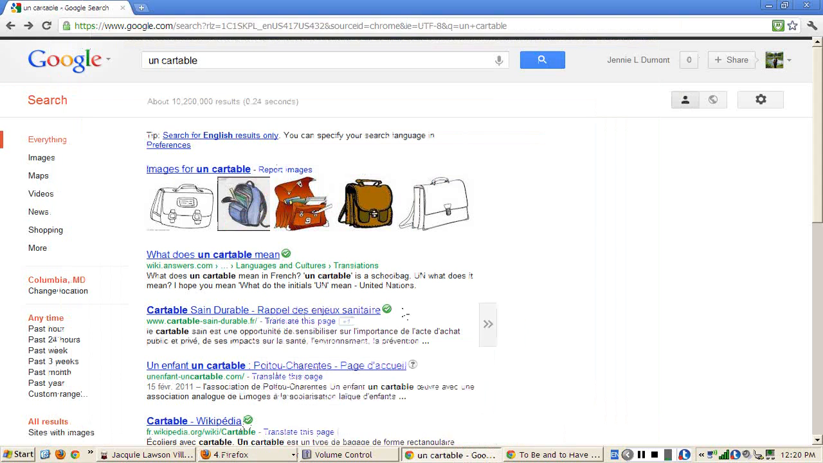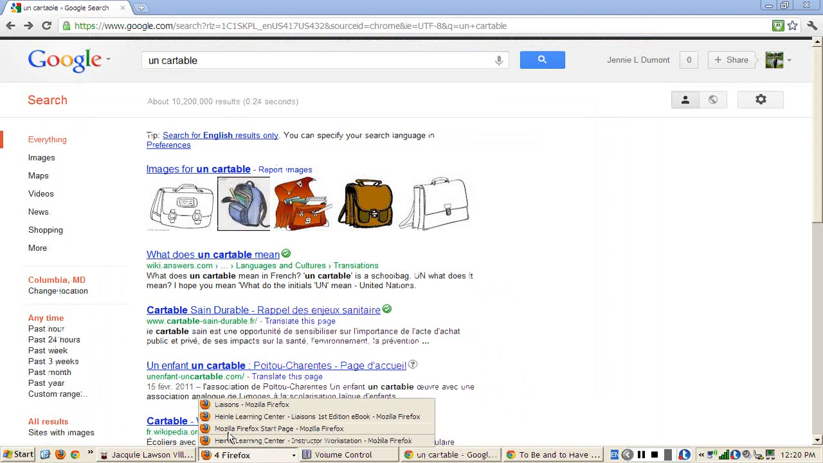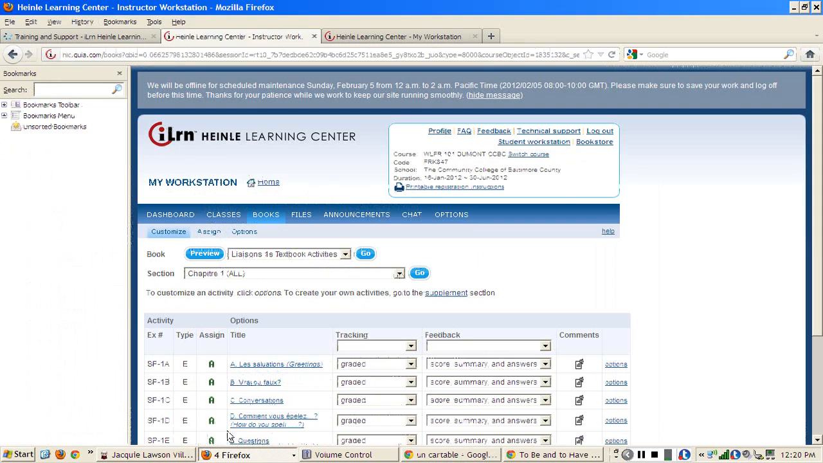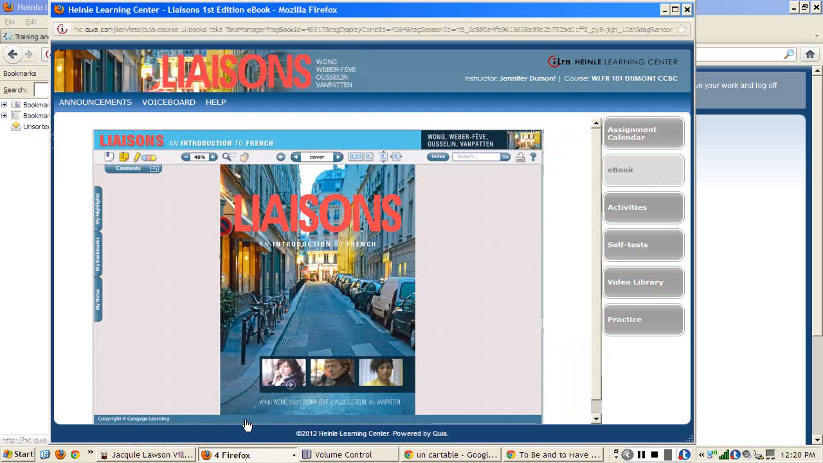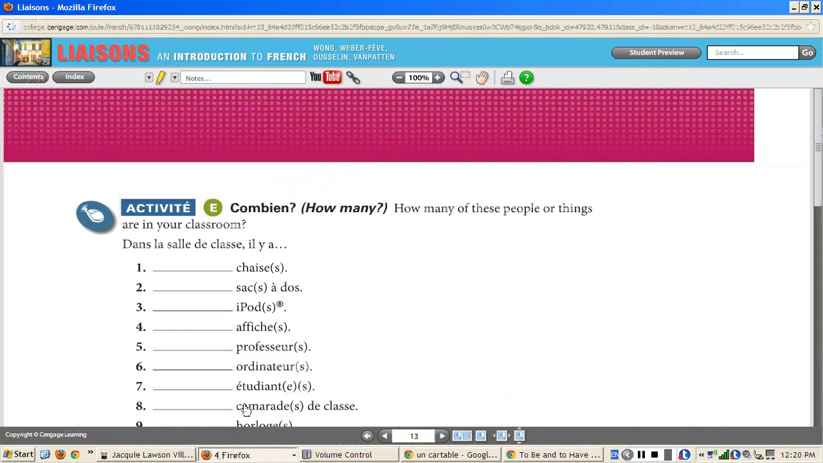Now we are moving along to the next lesson, lesson 2, and I'm having a hard time getting the right screen up. Here's my workstation. I don't want to be looking at the workstation. I want to be looking at our book. I had the right page open. How did I lose that?